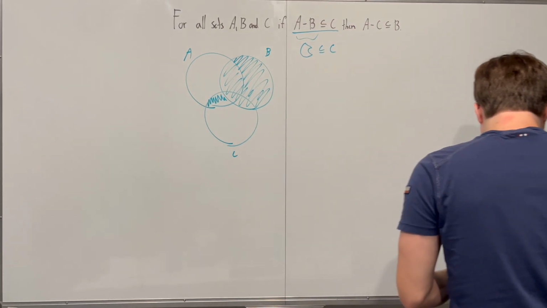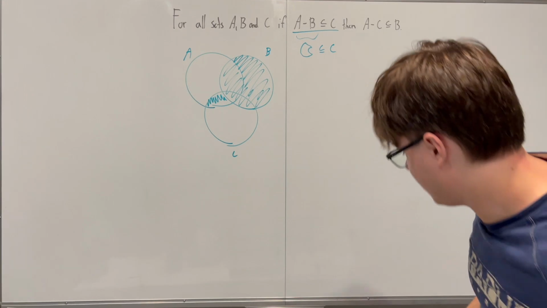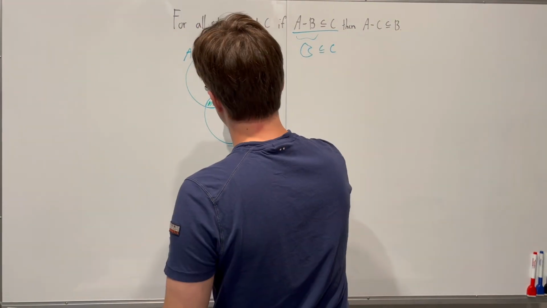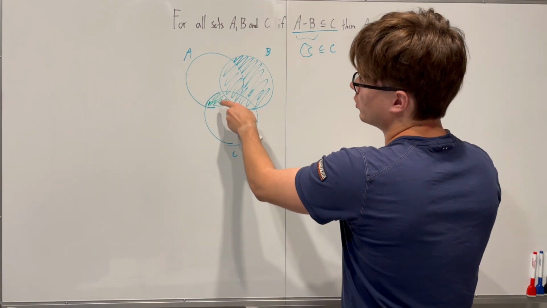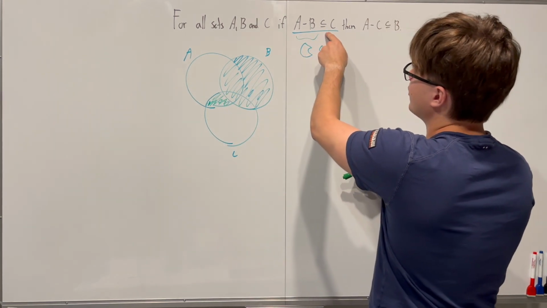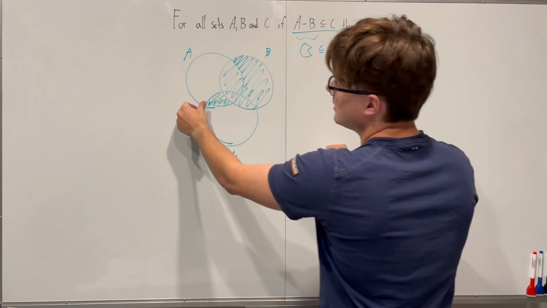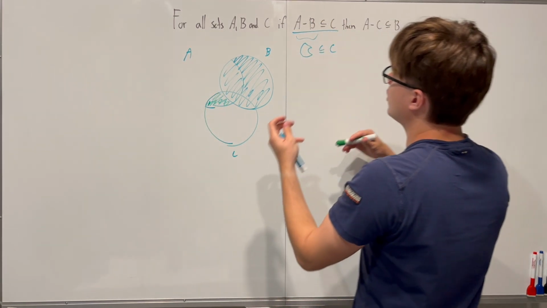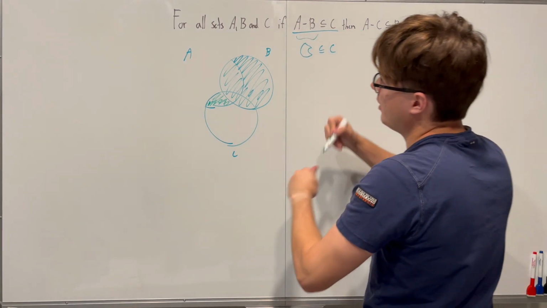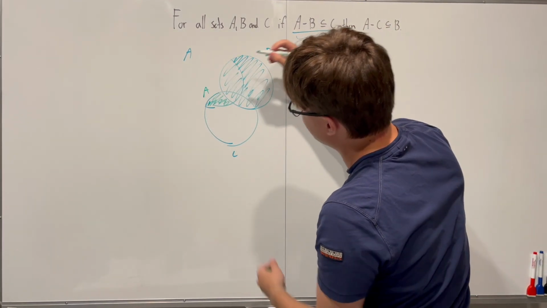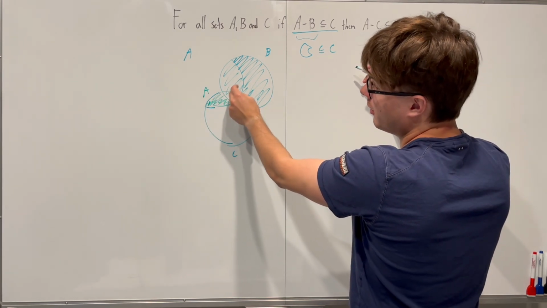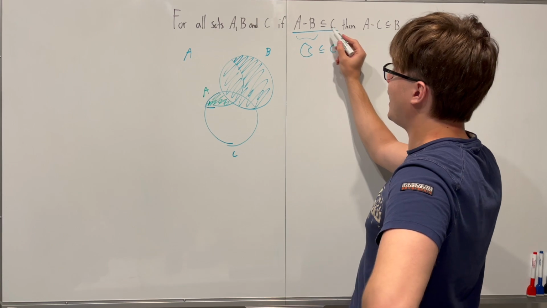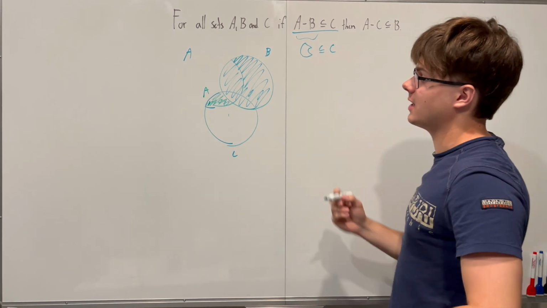Actually, let me do that in a different color. I'll do that in green. So let me just quickly fix that. There we go. A minus B means we're interested in this section for it to be all in C, which means that this part of A does not exist under our circumstances. So this is the condition that we have, that this green part is A, because that is A minus B, right? This part of A does not include parts in B, but it's also entirely in C. It's entirely a subset of C.